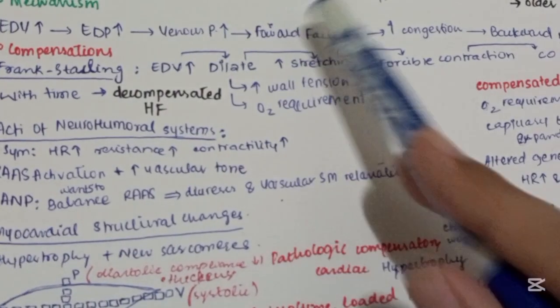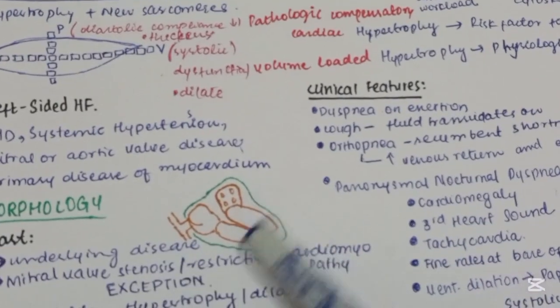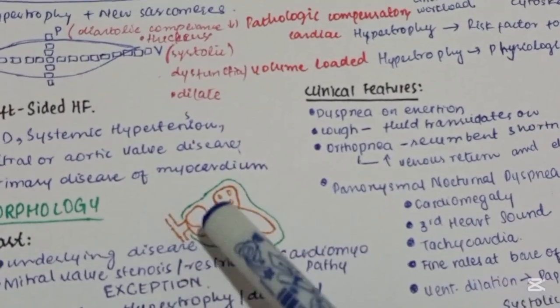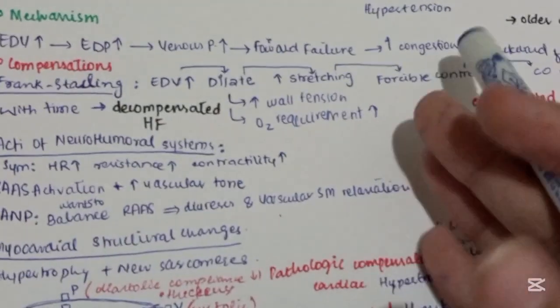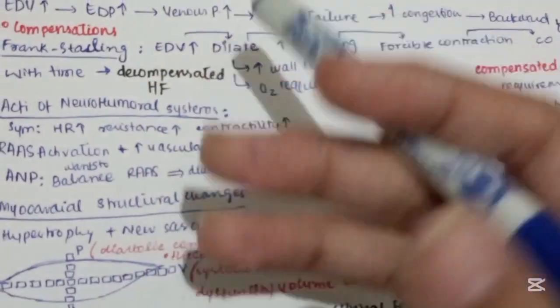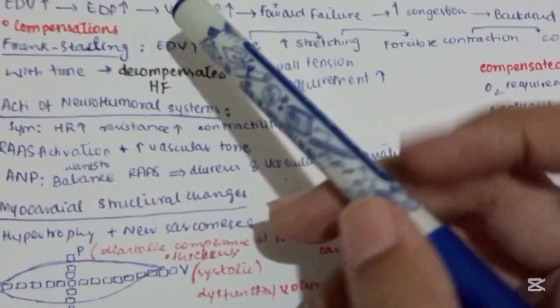Okay, and forward failure occurs because the heart is not able to contract properly, or it is not able to empty properly, so the cardiac output actually decreases. So that is, the decrease in cardiac output is known as forward failure. Now, compensations occur.